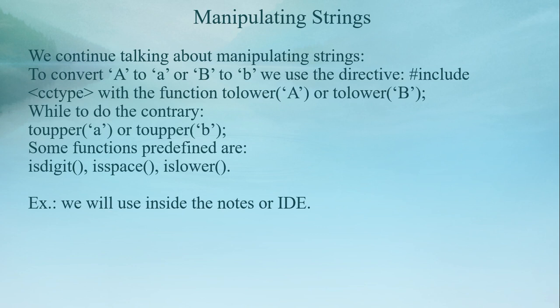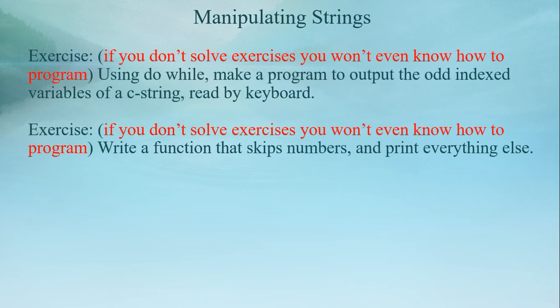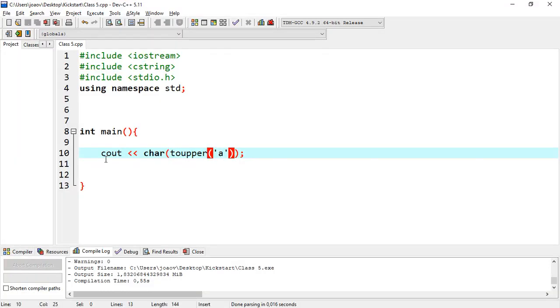There is the isdigit, isspace, and also more functions. So using do while, make a program to output the odd indexed variables of a C string read from the keyboard. It's very interesting, I recommend you to do this. And write a function that skips numbers and prints everything else. We will do this other function here.